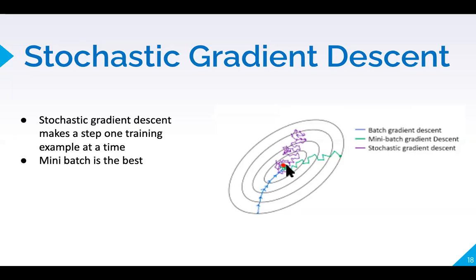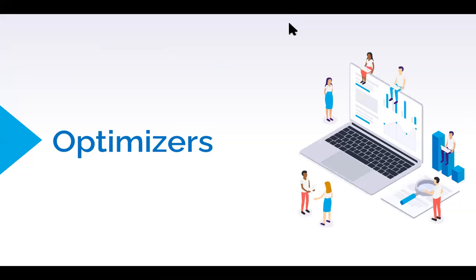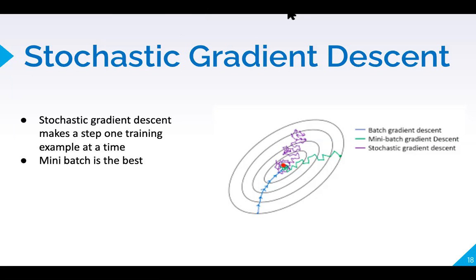Okay, so now we're going to go over what stochastic gradient descent does. Sorry, just can't get this annotation tool. Okay, so stochastic gradient descent is actually this one over here.